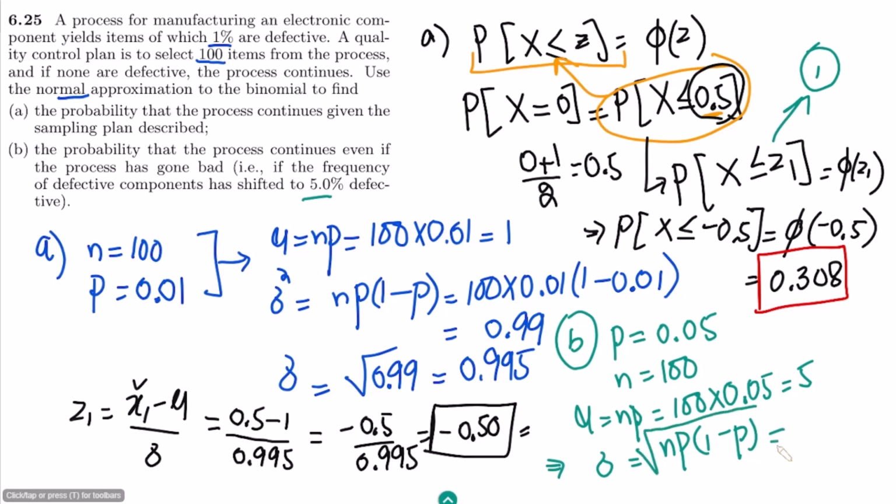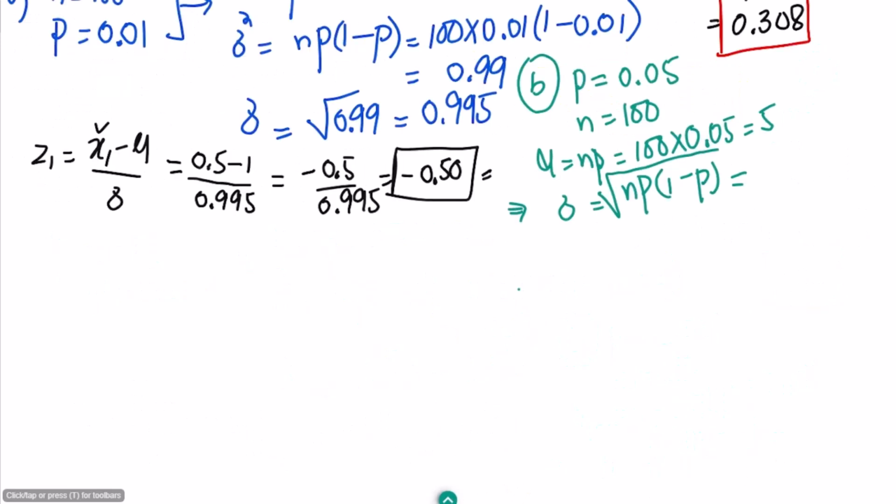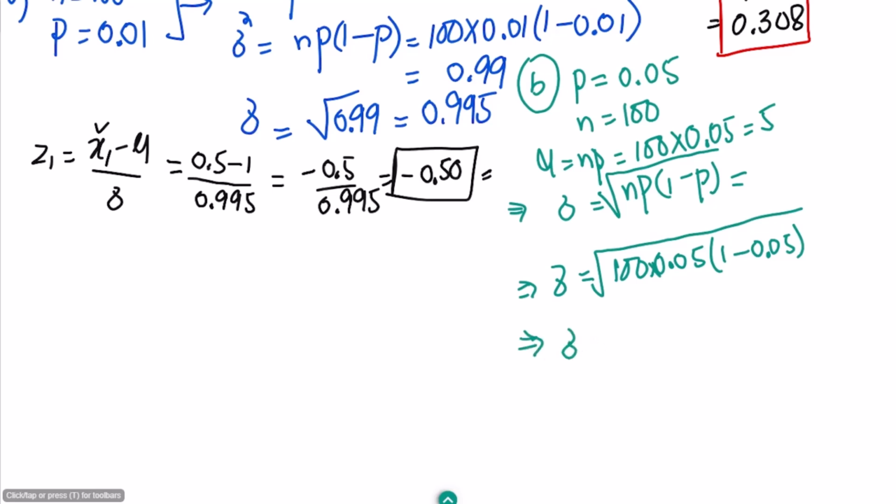We have to put all these values in. The sigma here would be the square root of 100 multiplied by 0.05 multiplied by 1 minus 0.05. Finding it out, the value of sigma is 2.1795.